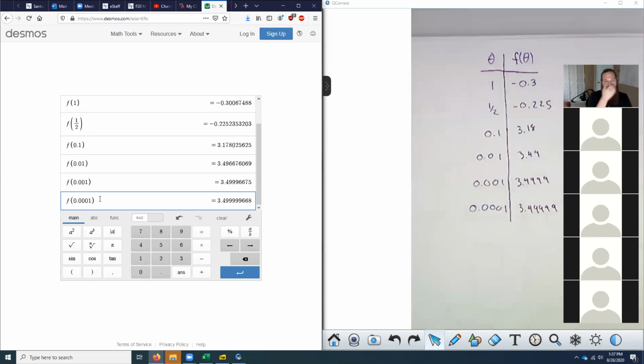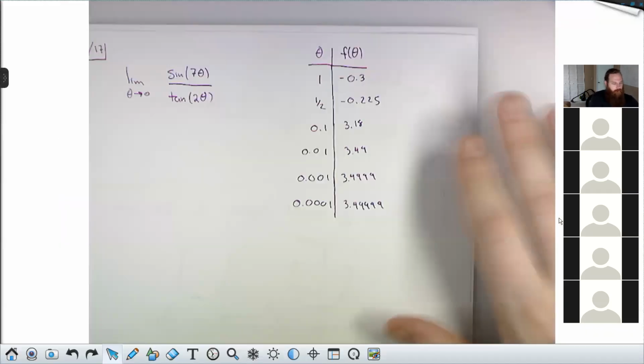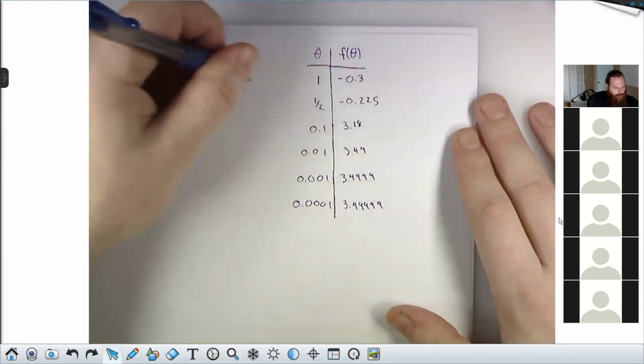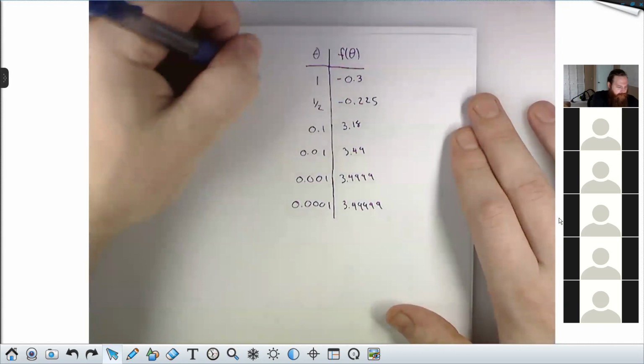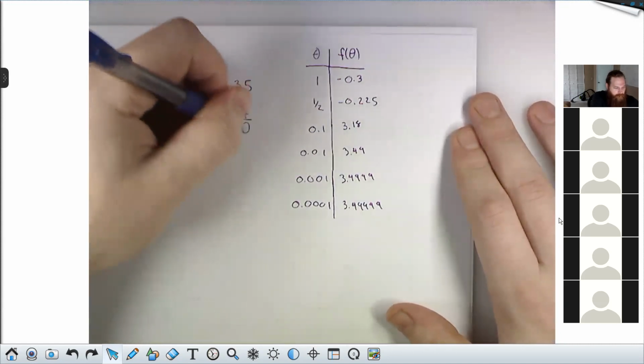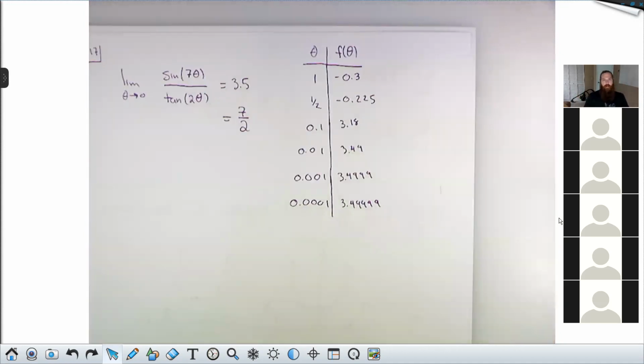Okay. So from this table, as theta gets closer and closer to 0, it looks like this function is getting closer and closer to 3.5. And it's true that 3.5 is 7/2. So there is a direct relationship between these numbers and the value of this limit. But that exact relationship we won't discover until after we've talked a little bit about derivatives.